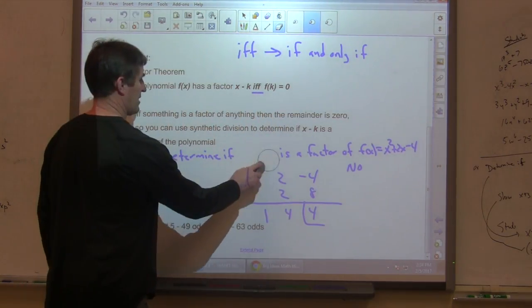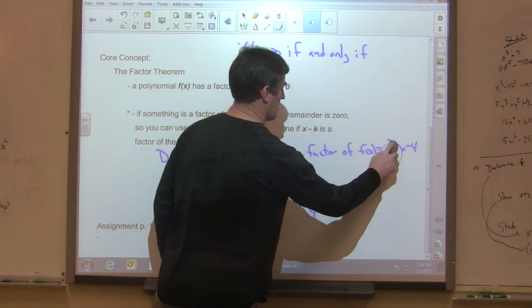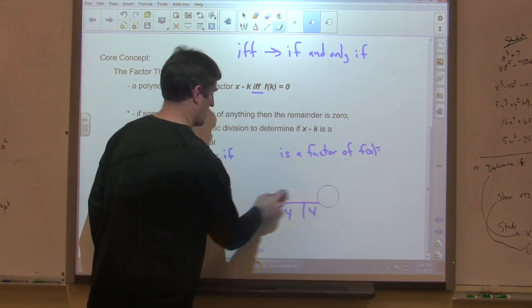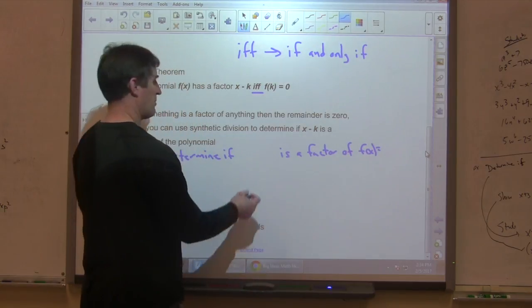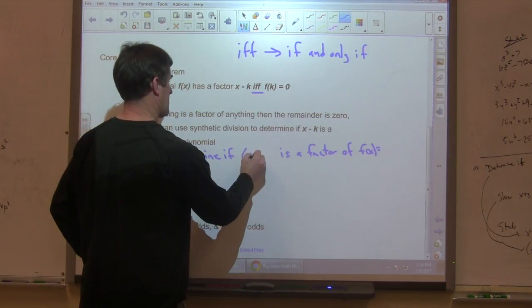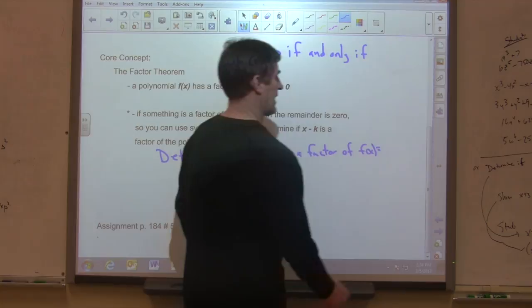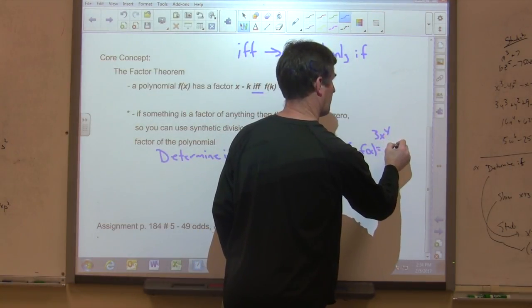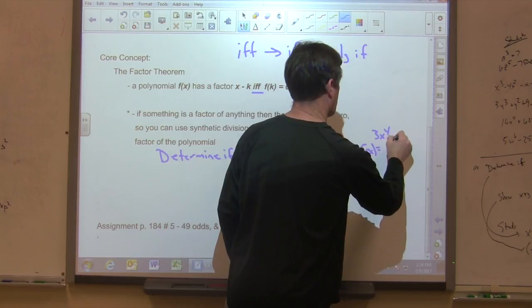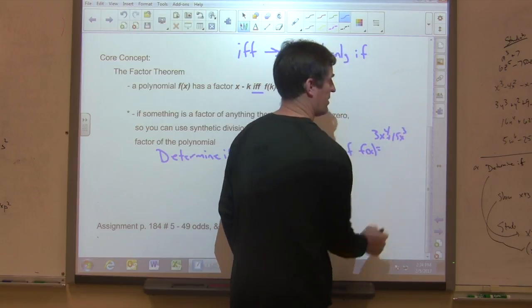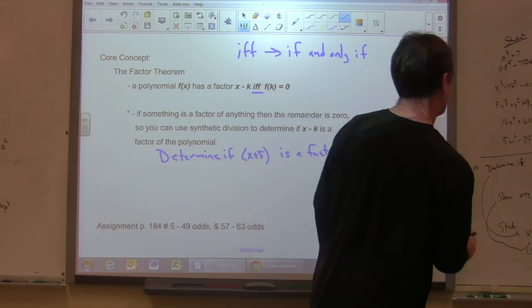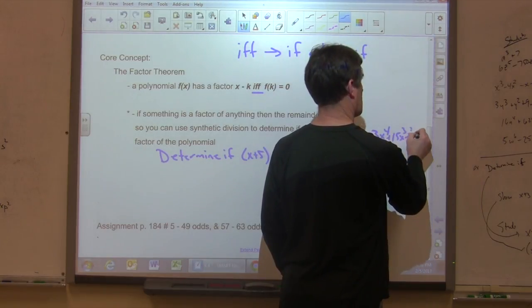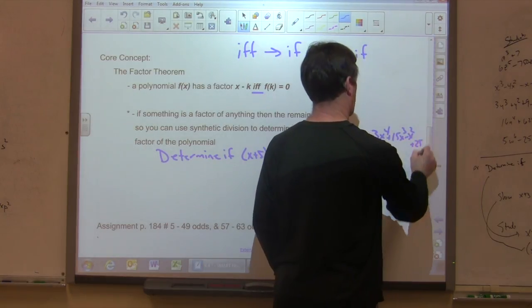Let's say, determine if x plus 5 is a factor of 3x to the 4th plus 15x to the 3rd minus x squared plus 25.